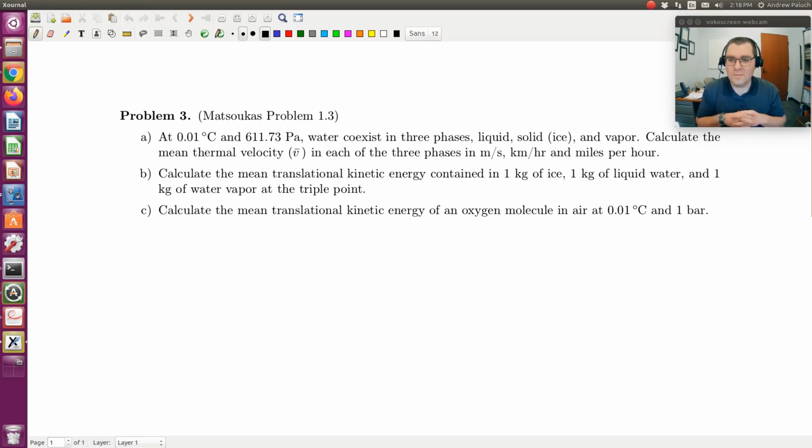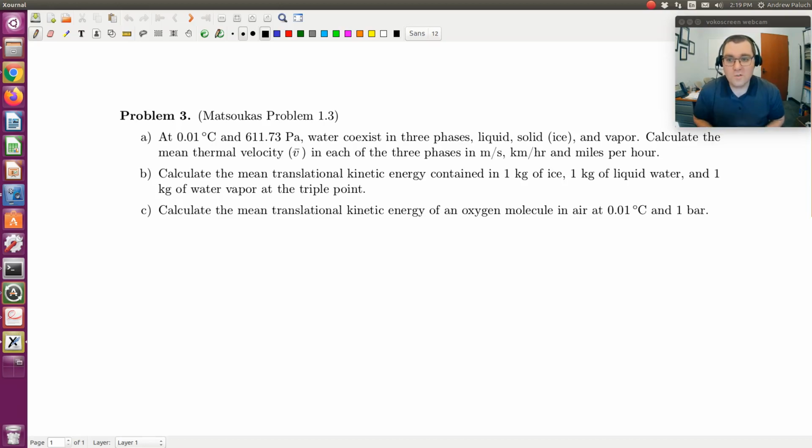Okay, but so looking at problem three. So at 0.01 degrees C and 611.73 pascals, water coexists in three phases: liquid, solid, and vapor. And we're asked to calculate the mean thermal velocity in each of the three phases in meters per second, kilometers per hour, and miles per hour. So three different sets of units. And then we're going to calculate mean translational kinetic energy and translational kinetic energy.